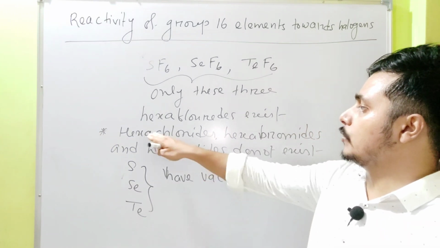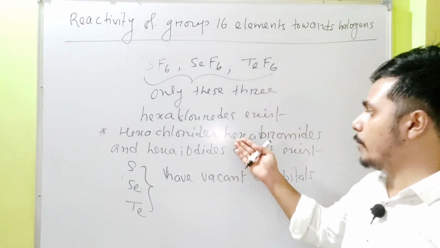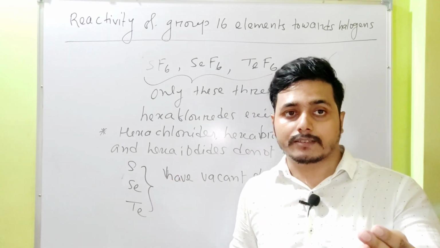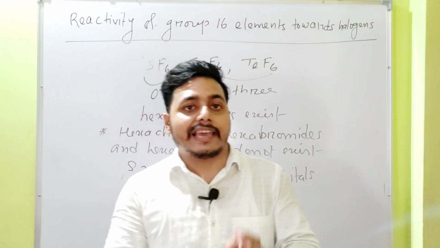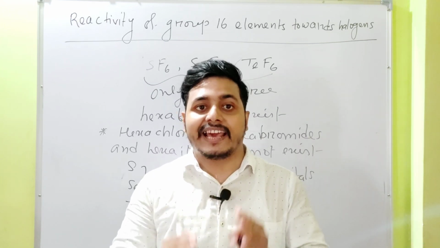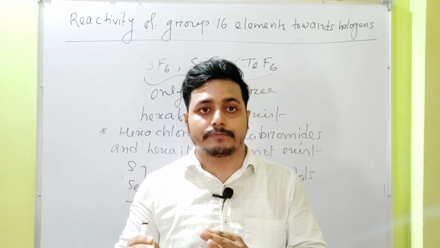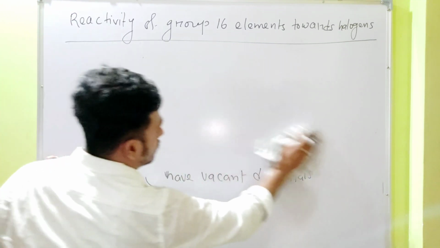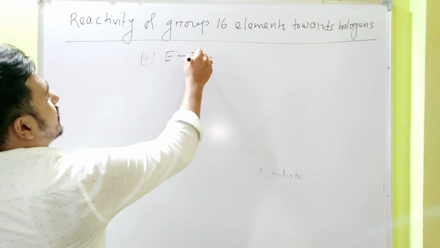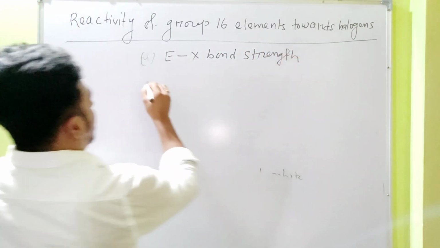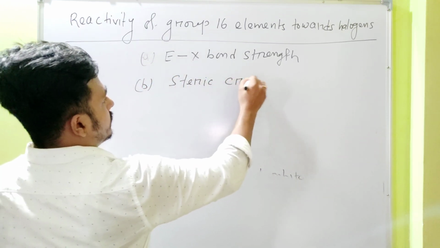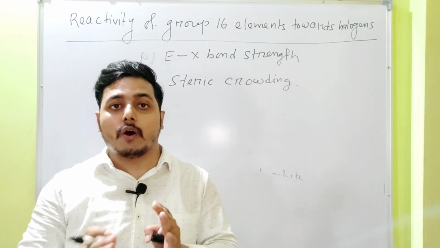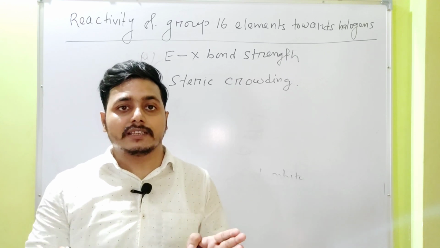Why do hexachlorides not exist? Why do hexabromides not exist? Why do hexaiodides not exist, though these elements have vacant d orbitals? So, the presence of vacant d orbitals alone does not decide whether an element can expand its octet or not. There are two more factors that we must consider. Number 1, E-X bond strength. Number 2, steric crowding. These two factors also decide whether an element expands its octet or not.